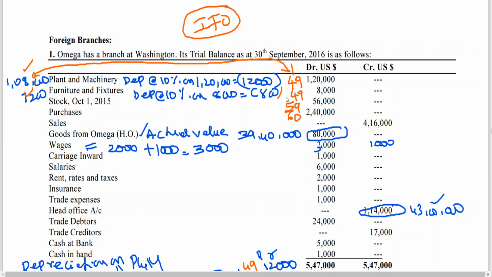If it is an integral foreign operation, for fixed assets and depreciation, we need to take the actual exchange rate. Opening stock, we need to take the opening rate. Purchases, it is the same for both integral and non-integral. It has to be the actual exchange rate. But since it is not given in the problem, we can take the average rate.